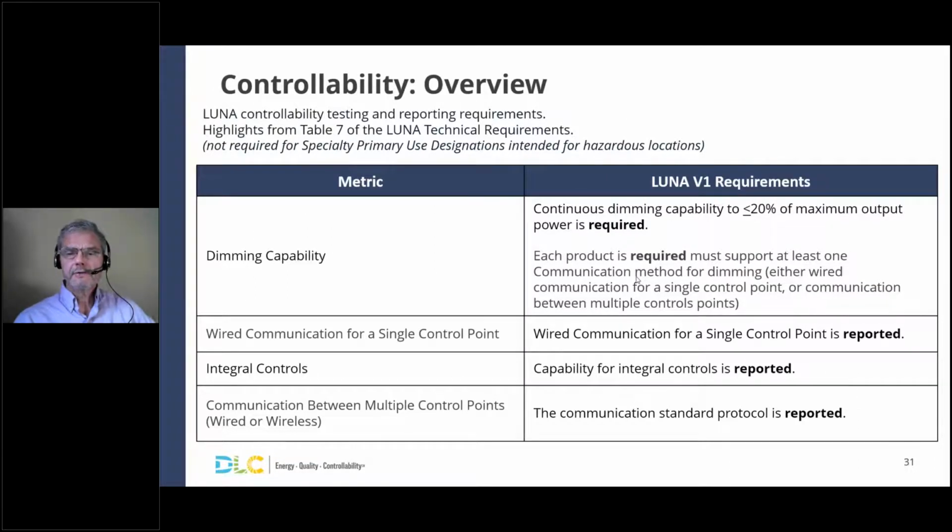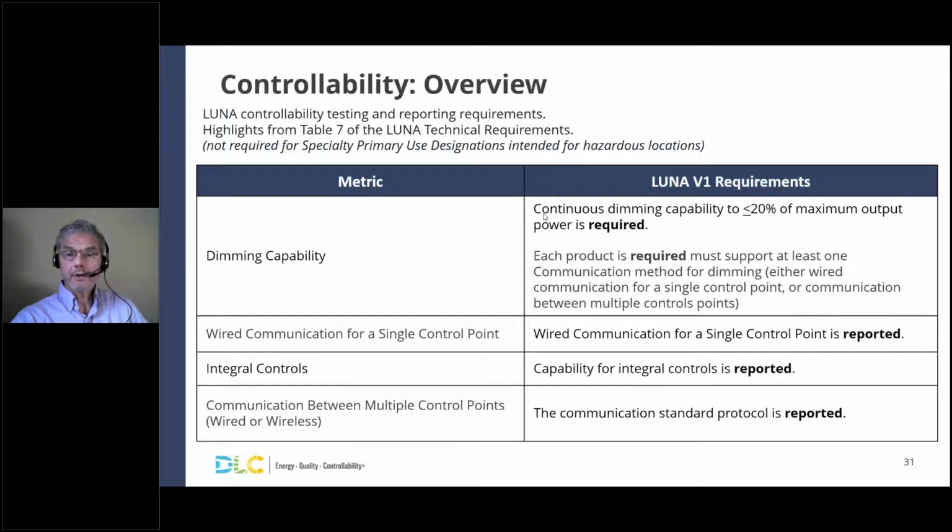To meet these goals, LUNA qualified products need to document their control capabilities with new requirements in the top row of this table and updated reported fields in the lower rows. For dimming capability in the first row, all luminaires must be capable of continuous dimming down to 20% of full output power. In terms of how they're controlled, the DLC solid-state lighting list already provides some information about controllability. We have added and revised some questions to gather more detailed data to help people know more precisely how a LUNA qualified luminaire can be controlled.